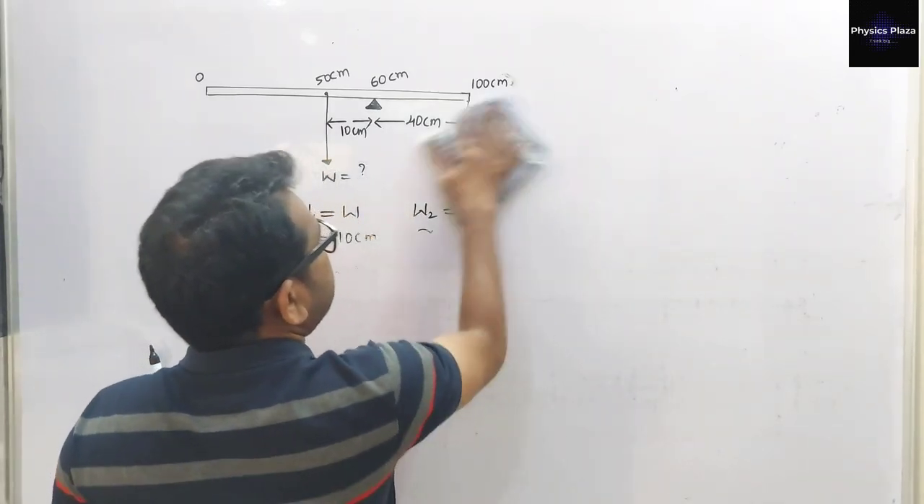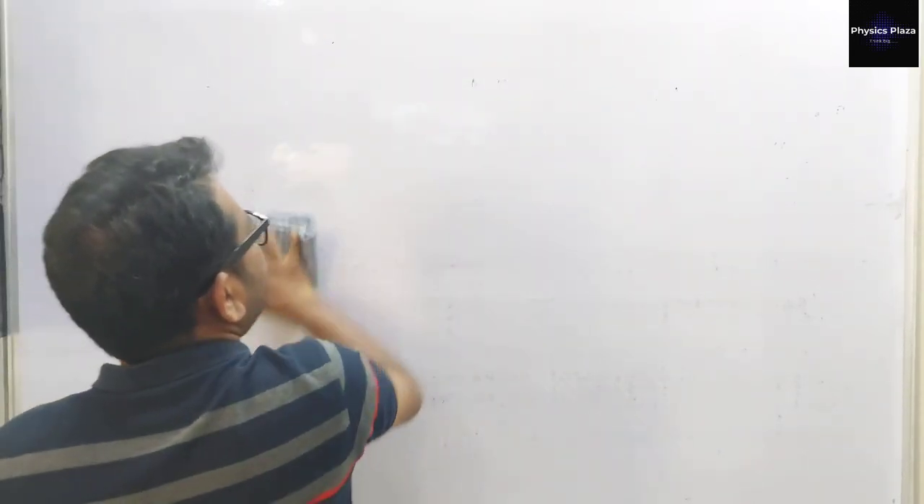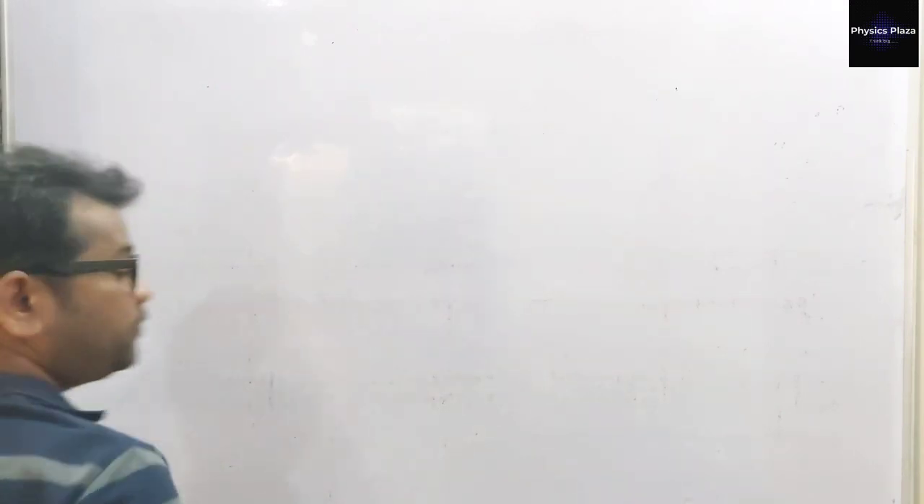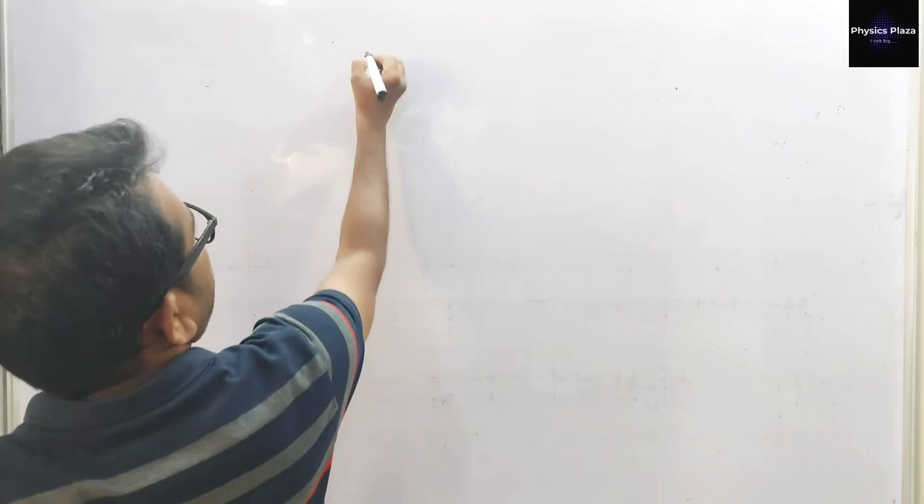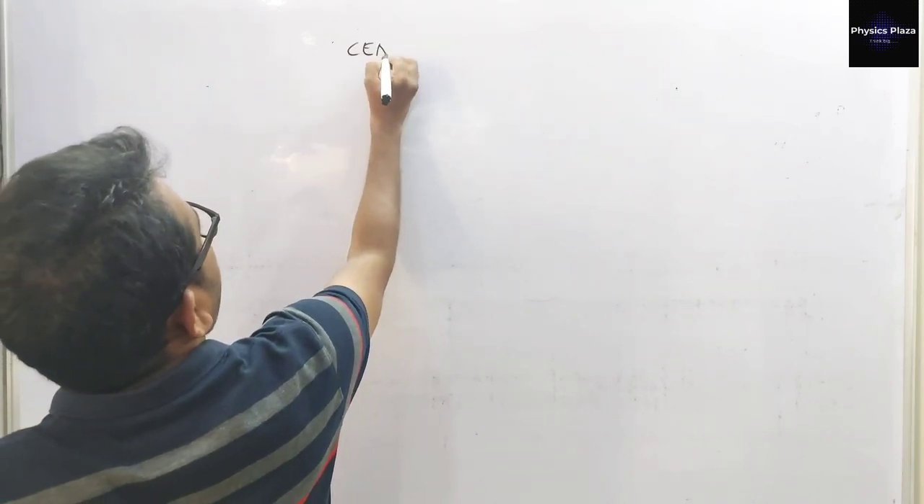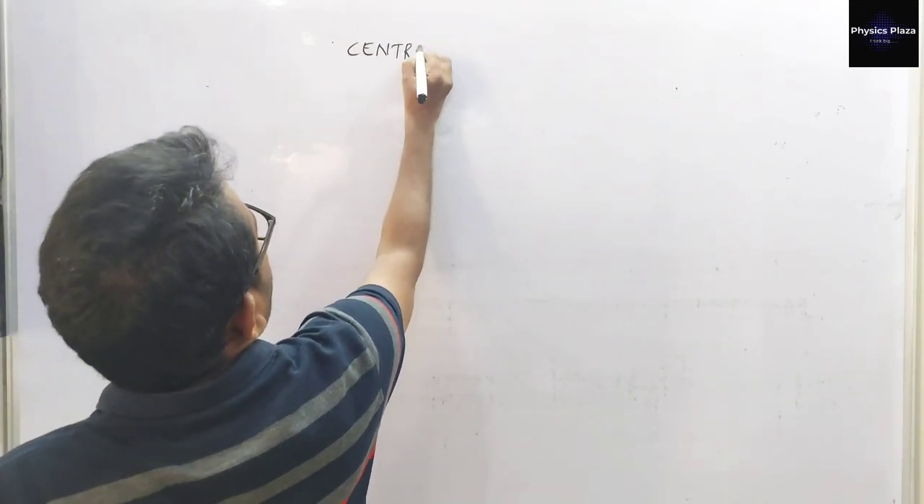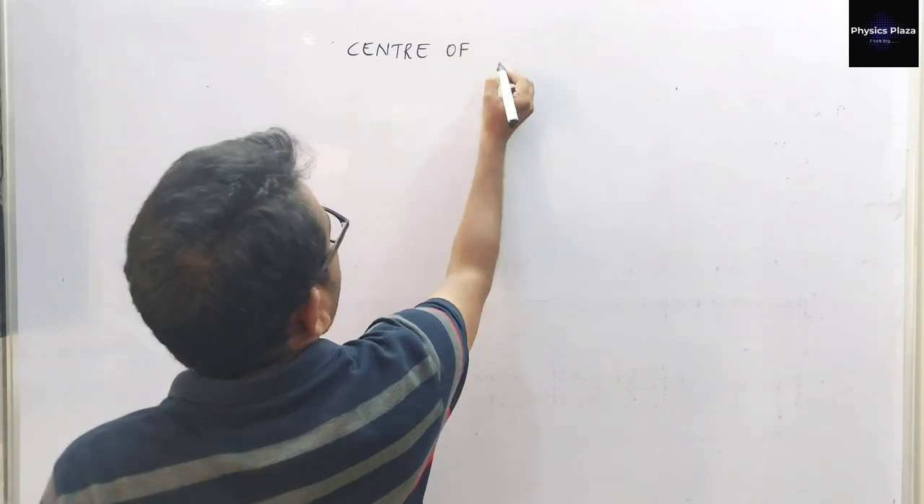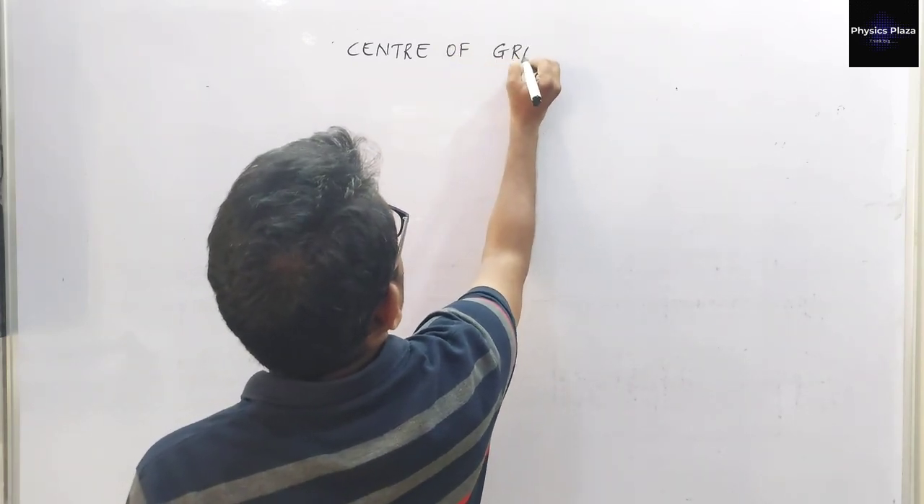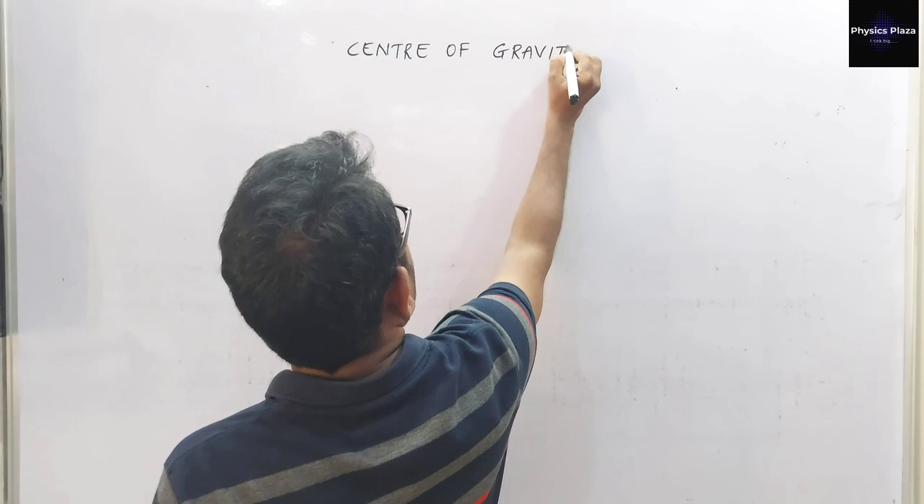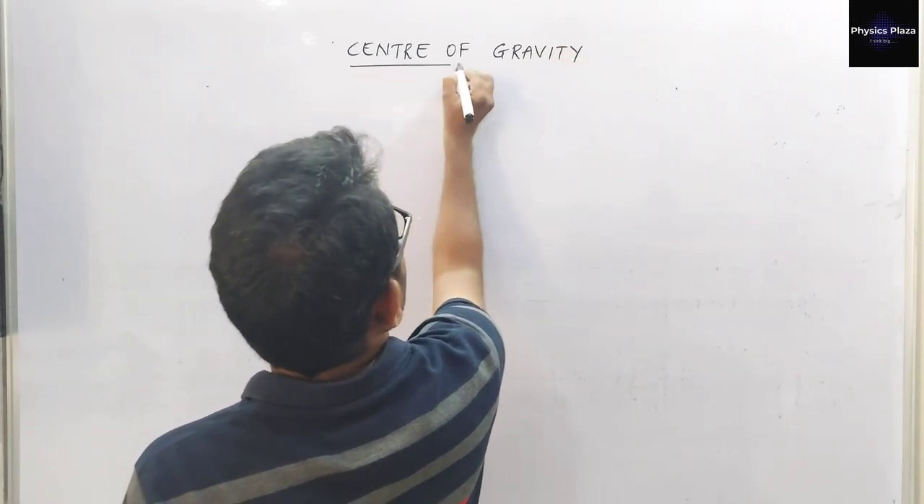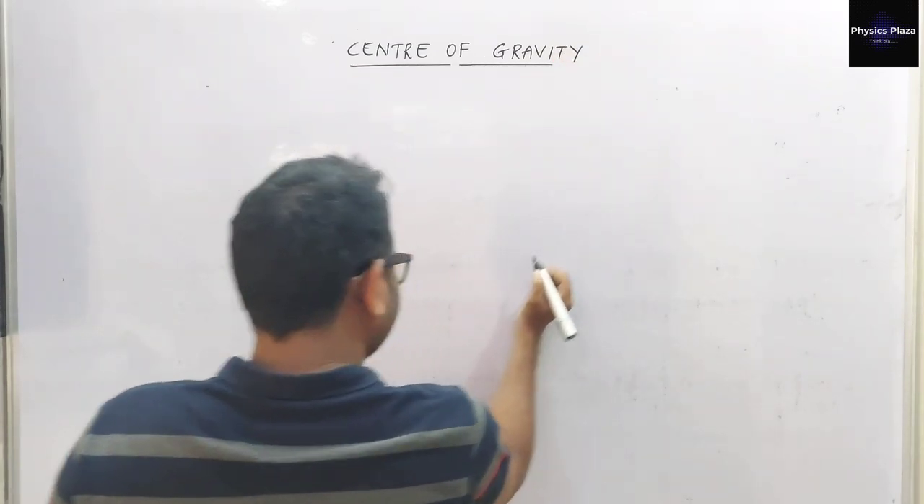Now we discuss center of gravity. Very easy topic, children. If you concentrate, you can score the marks very easily. So it is center of gravity. Center of gravity.